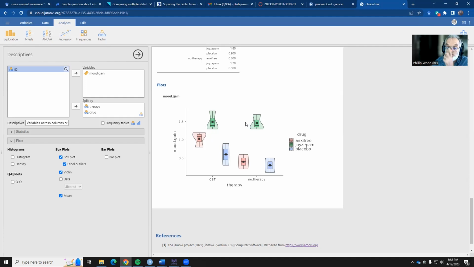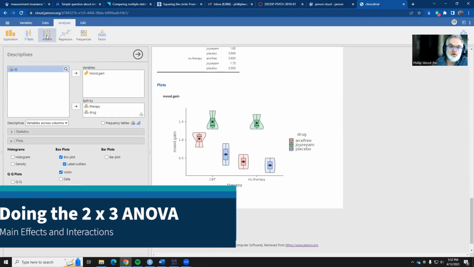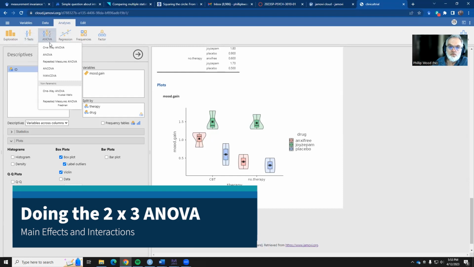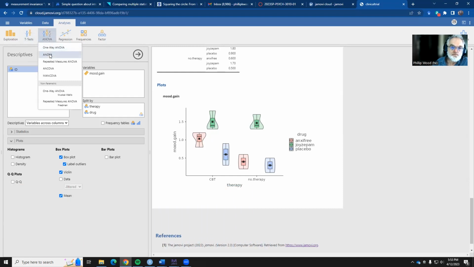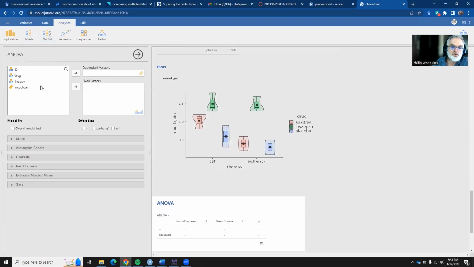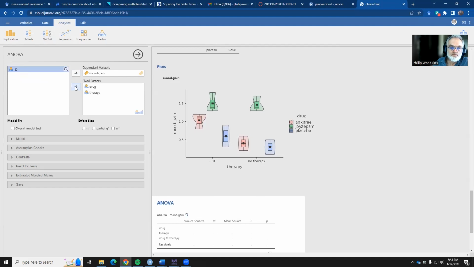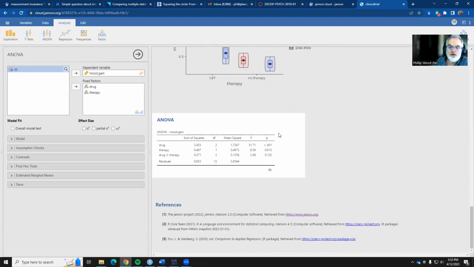Part 2. Now we're going to do an analysis of variance. So now, instead of a one-way ANOVA, we're going to do ANOVA. And our dependent variable is still going to be mood gain. And now our factors are going to be drug as well as therapy. Now what you're seeing down here in the analysis of variance table is a little more complicated than we saw for the first example. I have an F for the main effect of drug, the main effect of therapy, and the interaction of drug by therapy.